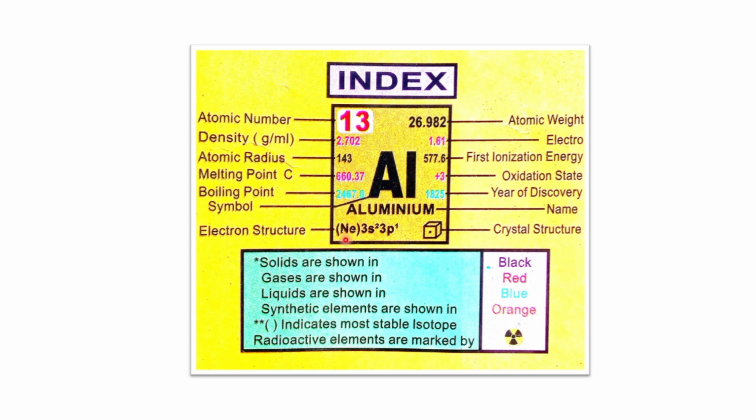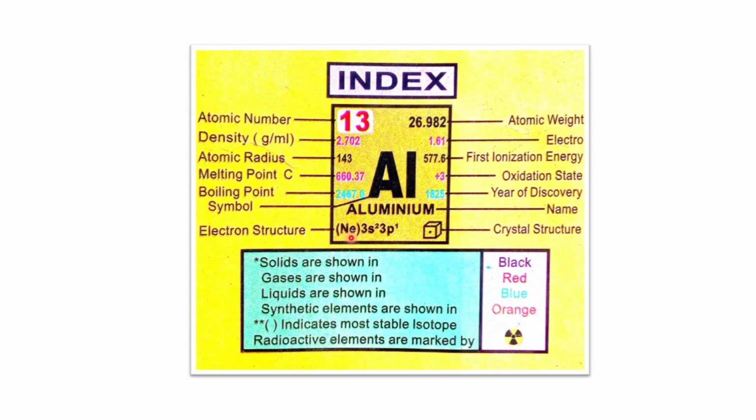And at the end, it is given the electronic structure. So this neon means neon has atomic number of 10, and the previous inert gas element to this aluminum is the neon. So neon has 10 electrons. So that's why all those 10 electrons you can put in the short form as a neon and then bracket.